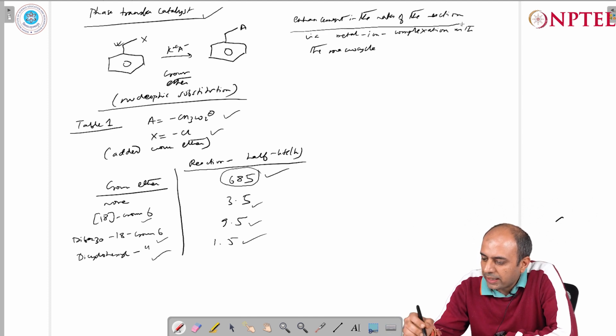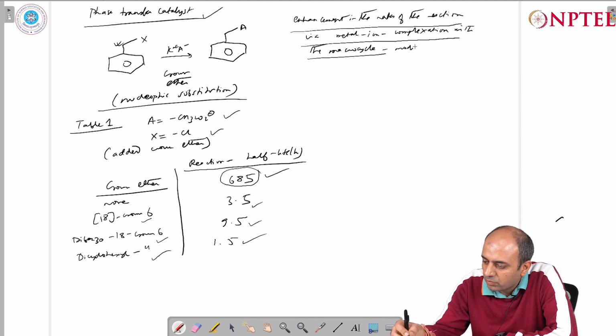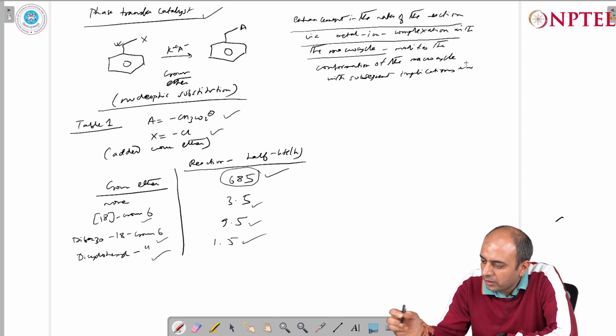The enhancement in the rates of the reaction via metal ion complexation with the macrocycle modifies the conformation of the macrocycle, with subsequent implications in reactivity.